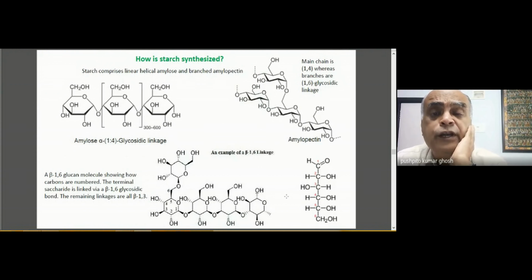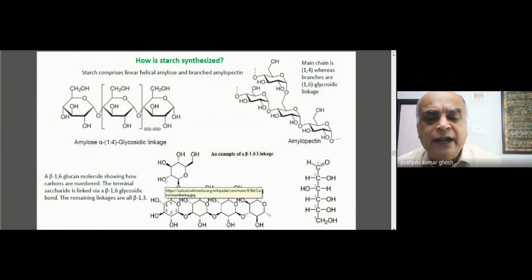We also need to know how starch is made. And later on, we'll also come to know how other things are made, like cellulose, like fatty acids. Okay, so let us look at how starch is made.